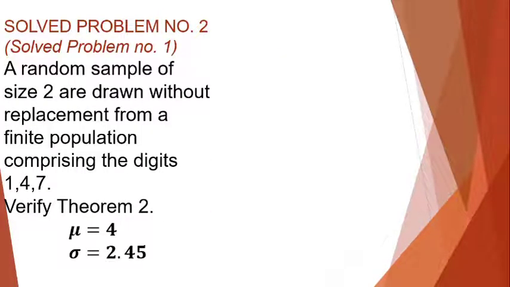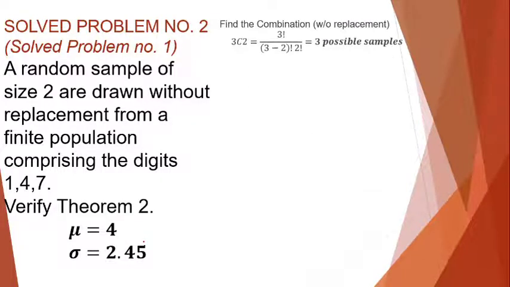Solve problem number 2. In this case, ginamit lang po natin yung example sa solve problem number 1, but in this case, walang replacement, without replacement. So, we are going to verify Theorem 2. We already found the mean and the standard deviation. So, combination, yung n nyo ay yung 3, then yung inyong little n is 2 or sample. Compute nyo sa calculator. So, ito yung resulting samples. Pero in computation, 3 minus 2 is 1 factorial. Or if you're going to simplify, that is only 1.